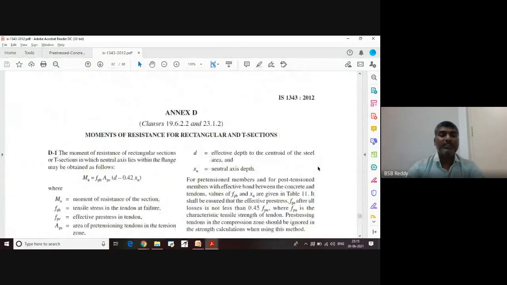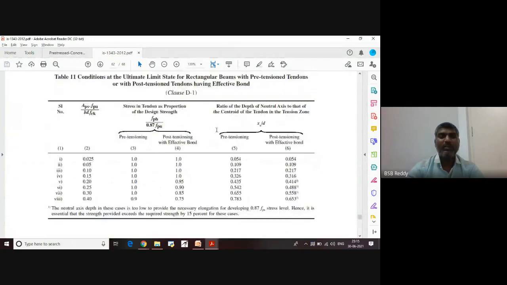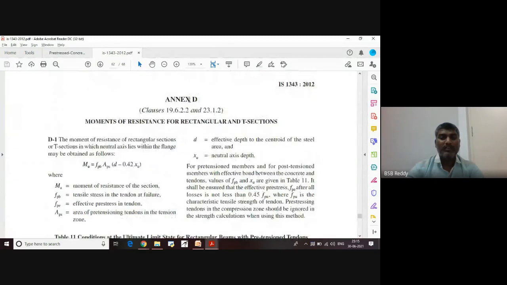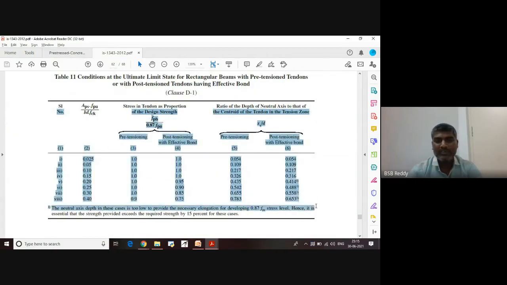So this is annexure D, as you see, page number 51. This is annexure D, where it talks about the moment of resistance for rectangular and T sections, I mean, mostly the flanged sections. You see this formula, whatever I have presented is here, and the table you see, whatever I have presented, is available here.